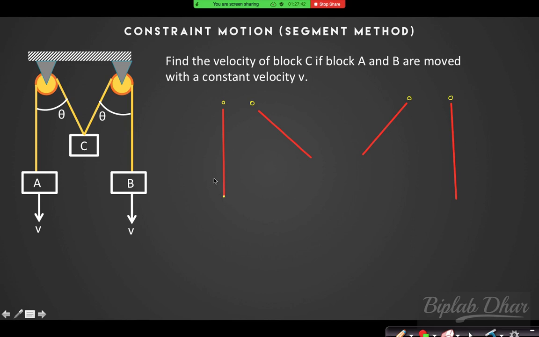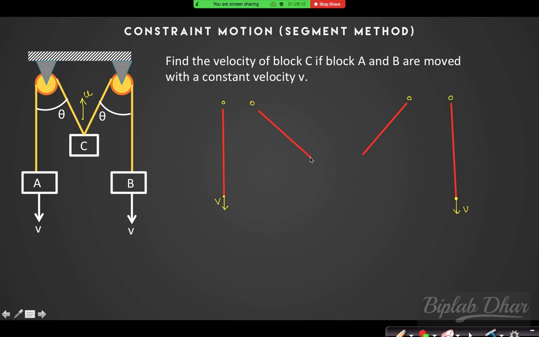Just see the solution. For the first segment, what is the velocity at the bottommost point? V downwards. For the last segment, what is the velocity of the bottommost point? V downward. Now, I do not know the velocity of C. Let us assume it to be U. Can I assume it to be U upward? Yes.